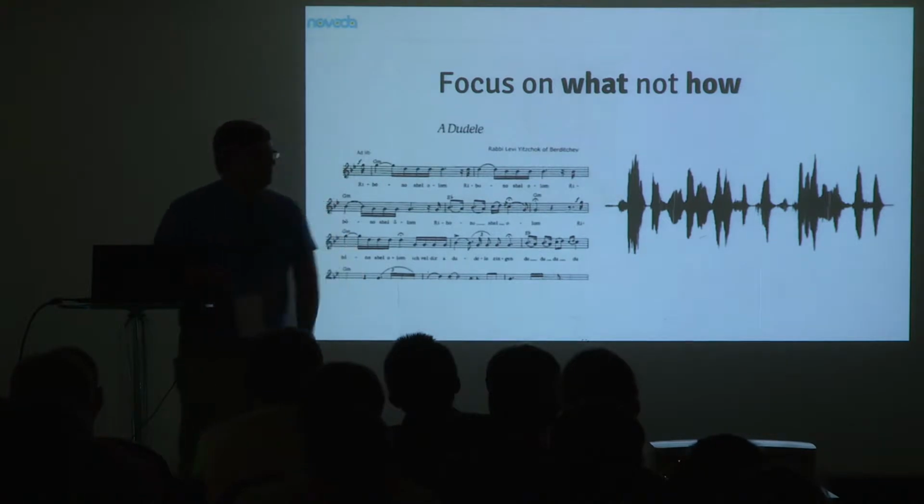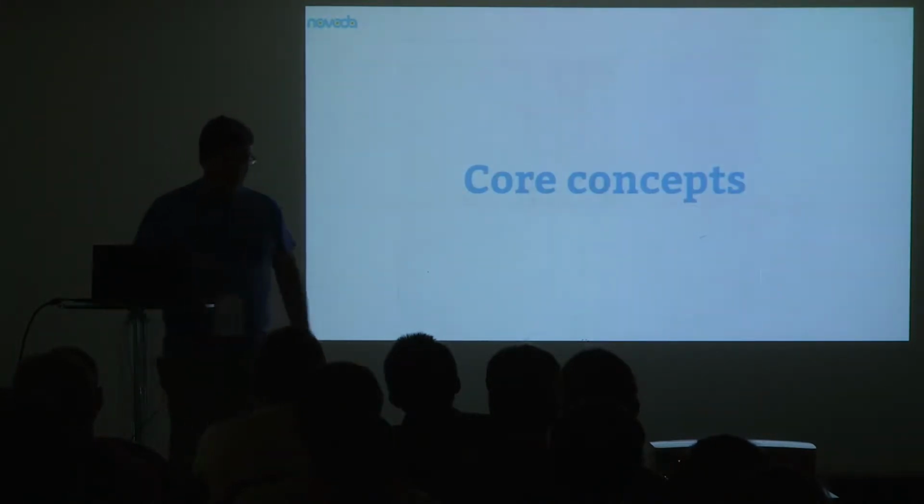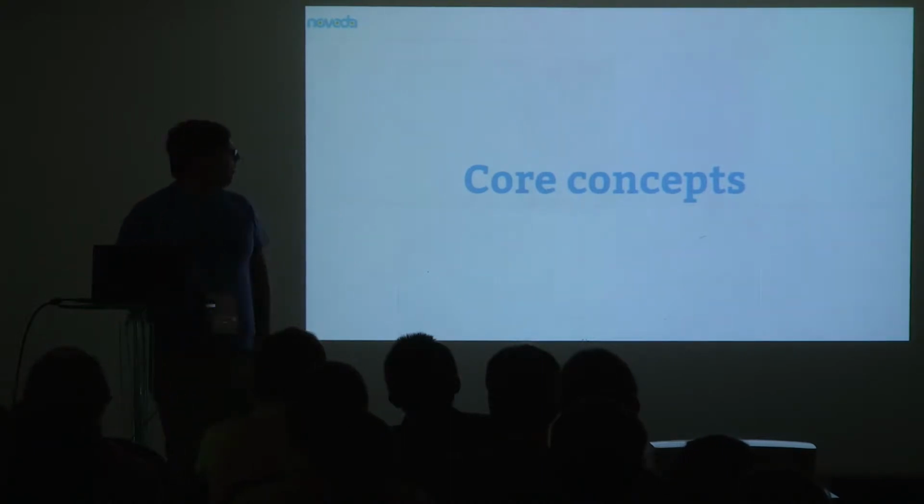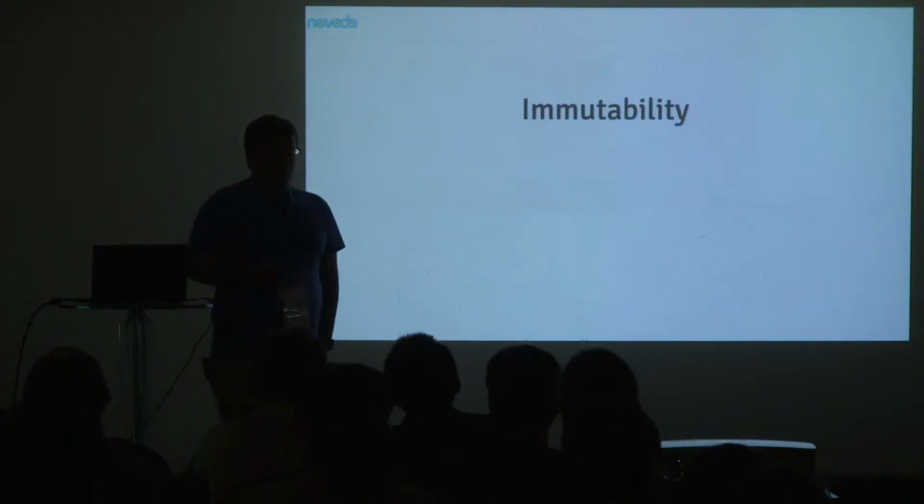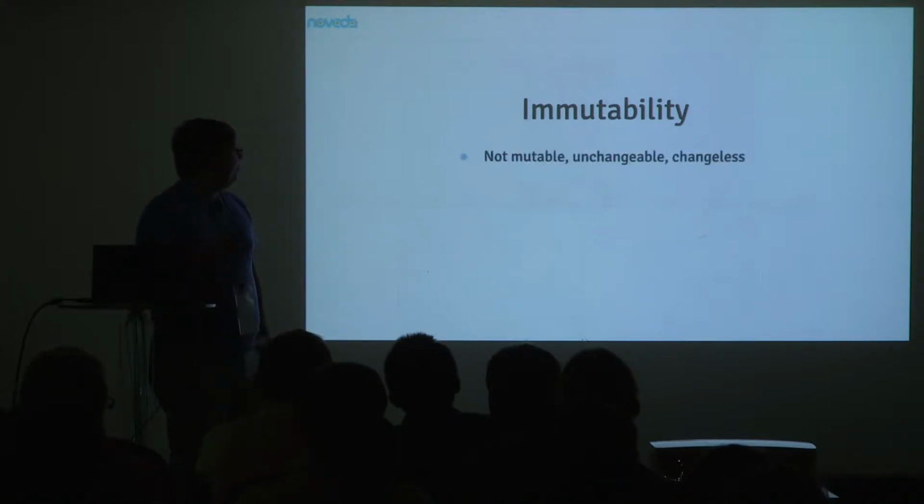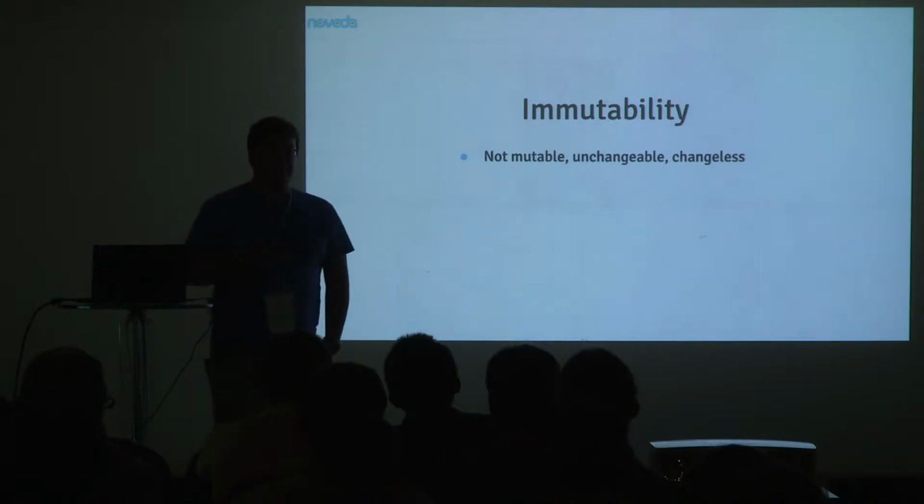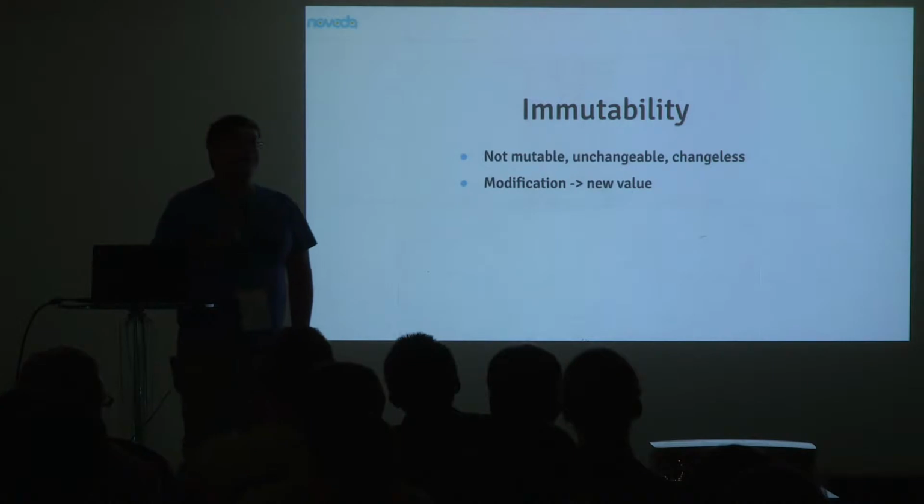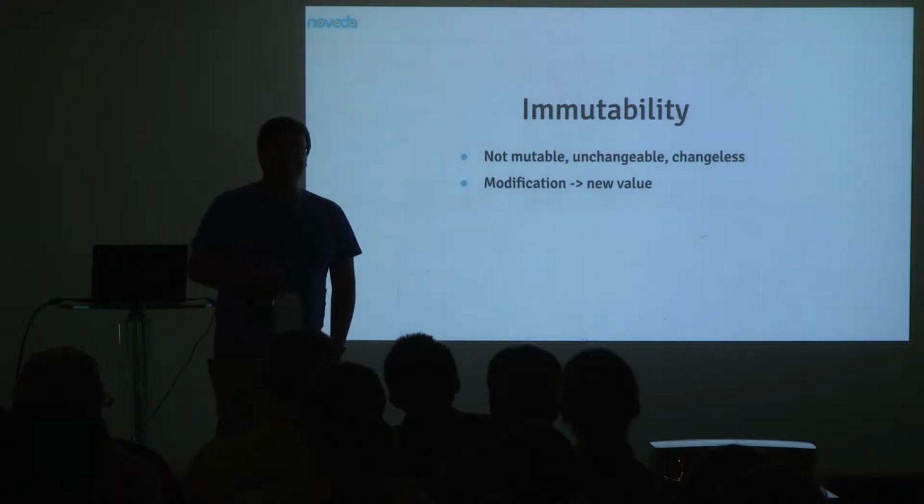So let's have a look at the core concepts of functional programming, the ones you would see quite commonly if you look online. One core concept is immutability. Immutability means there is no mutable state. It's unchangeable. It's changeless. What that means is if you want to create a modification to a value, you have to create a new value.